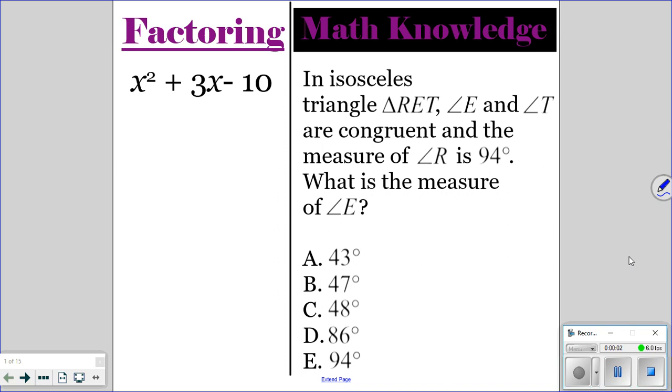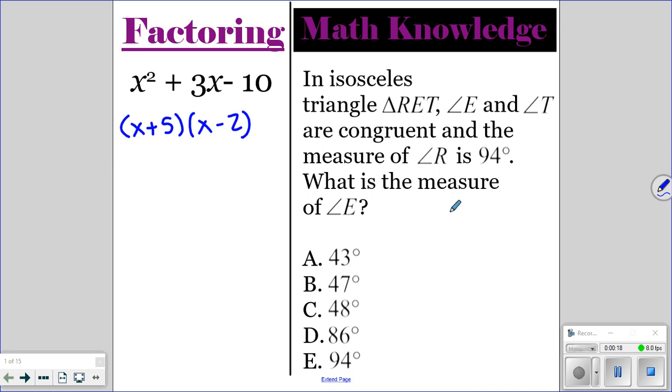Alright, so y'all go ahead and do the factoring and the math knowledge question for today. Pause the video, and then once everyone is finished, you can unpause the video and I'll go over the correct answers. So for the factoring, you should have x plus 5 times x minus 2.